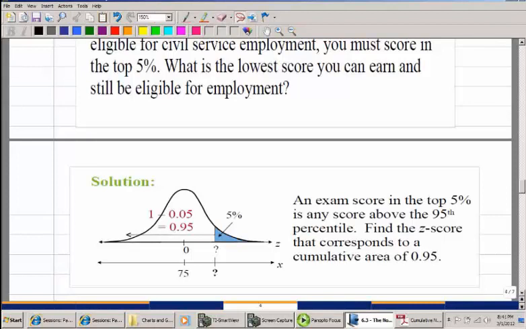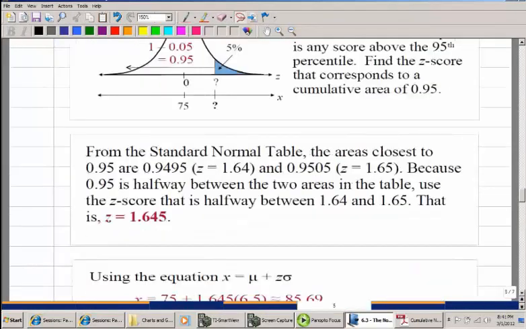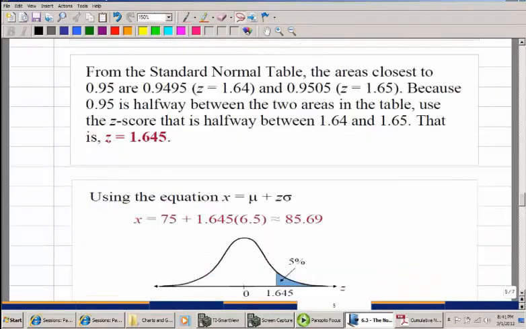So as you can see from this picture, we have 95% of the area to the left. And this is one of those ones where it fits right between the two. They'll actually use 1.645 because it's right between. It's like the average of 1.64 and 1.65. Add them together, divide by 2, it's 1.645. So using the same equation, you take the mean 75 plus that z of 1.645 times the standard deviation of 6.5, and we'll get a score of 85.69.